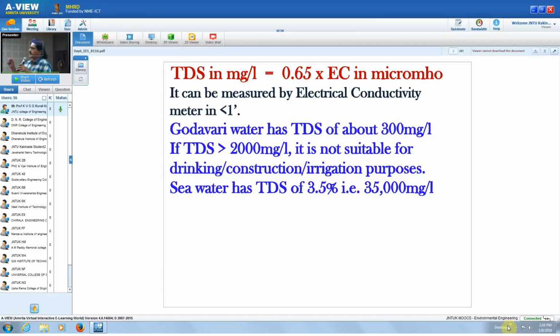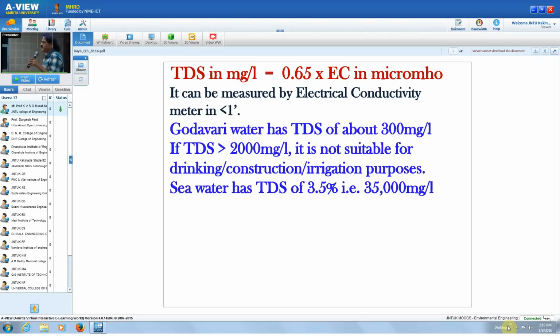For distilled water, it is 0. It's supposed to be 0. It is very, very less, much less than 10 micro-mho. TDS is proportional to conductivity expressed in micro-mho per centimeter, and the proportionality constant comes to roughly 0.65 for normal river waters and groundwaters. That is not a standard thing, but you can multiply with 0.65, and you will get directly the value of TDS.